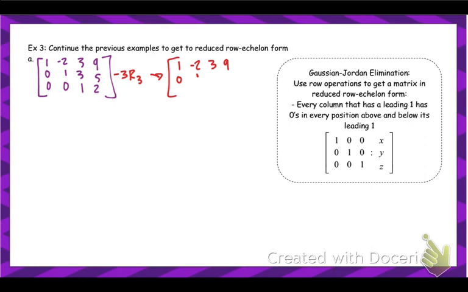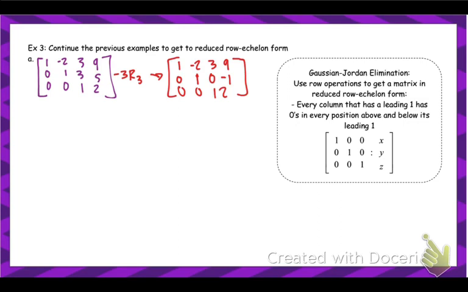So 0 minus 3 times 0 is 0. 1 minus 3 times 0 is 1. 3 minus 3 times 1 is 0. 5 minus 2 times 3, that's 5 minus 6, that's negative 1. And the bottom row has not changed. So again, that makes that whole process a lot easier. So be careful with the rows you pick that you don't undo the work that you've done previously.